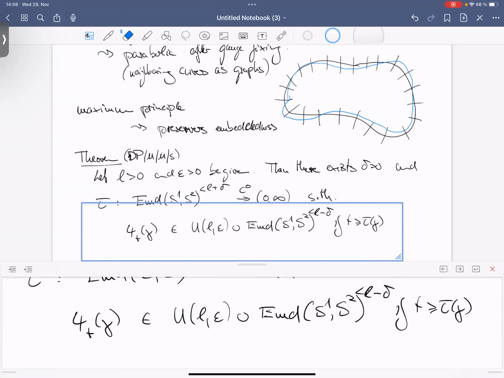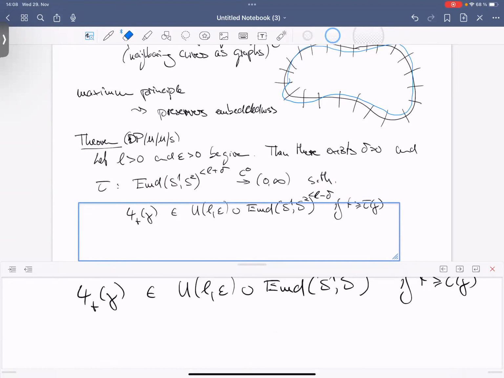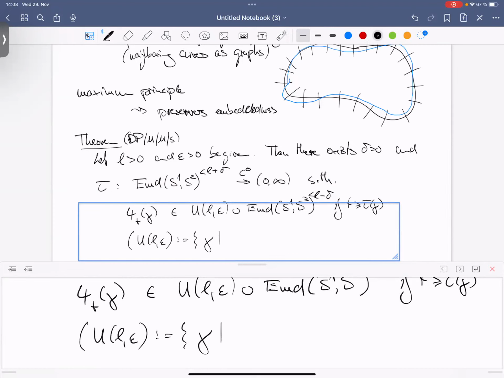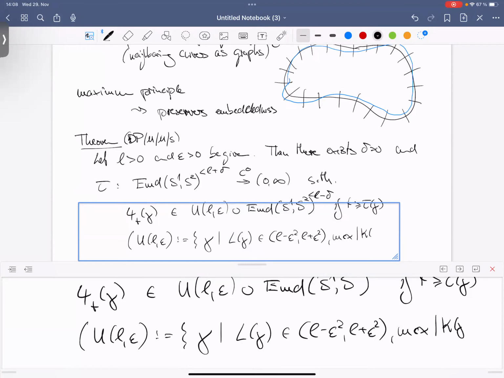So here, let me give you the definition of what we call U L epsilon. It is nothing but a certain neighborhood of the set of simple closed geodesics, those gamma, such that the length of gamma is in the interval L minus epsilon, L plus epsilon squared, and the maximum of the geodesic curvature of gamma is smaller than epsilon. It's the geodesic curvature.